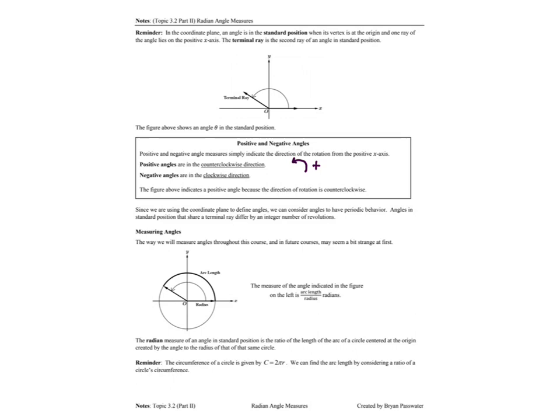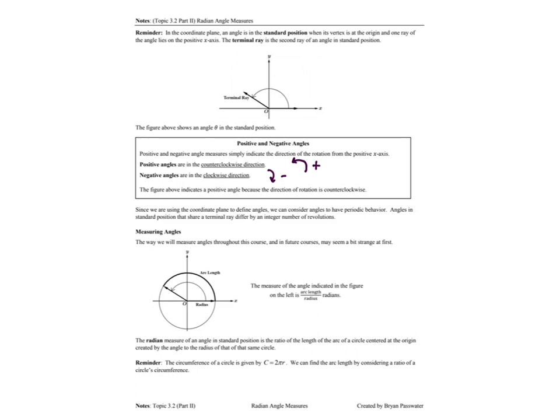Negative angles are measured in the clockwise direction. This is huge. Really, really important. So the figure above indicates a positive angle because of the direction of its rotation: they started at the x-axis and went counterclockwise, so you know it's positive. Good? Questions at all? Okay.